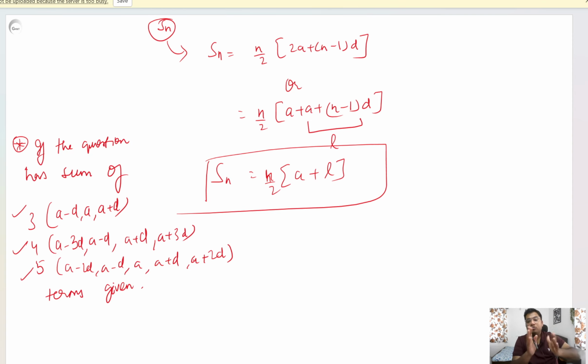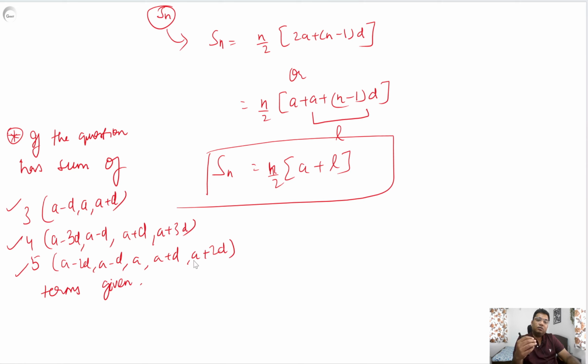Now the very natural question, the most obvious question that is expected from me is: how? How are we assuming this? I mean, if the question says that there are three terms in an AP, why not just assume them as A plus D, A plus 2D, A plus 3D? Why assume it as A minus D, A, and A plus D?